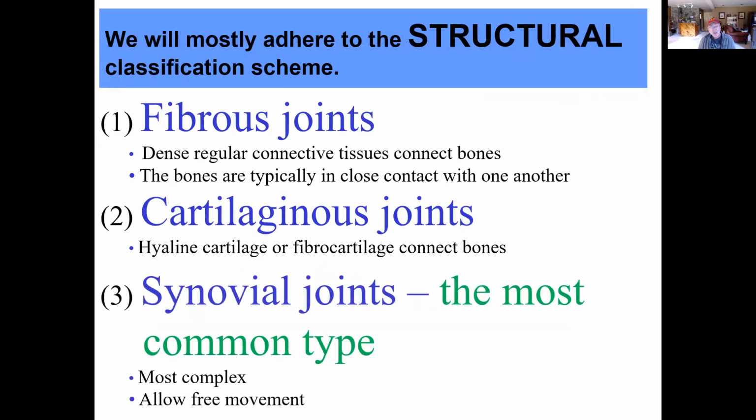And finally, the one that you and I are most familiar with in terms of functionality, maybe you've never heard the term synovial before, but we'll be talking about what makes a synovial joint different from a cartilaginous or a fibrous joint in just a moment. But most of our joints in our body, those diarthrotic, freely movable joints, are synovial joints.